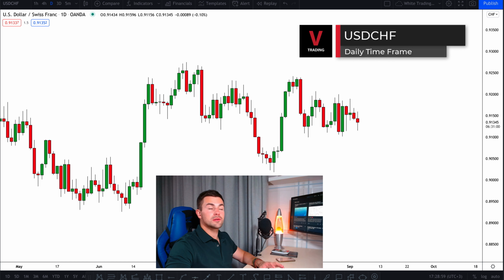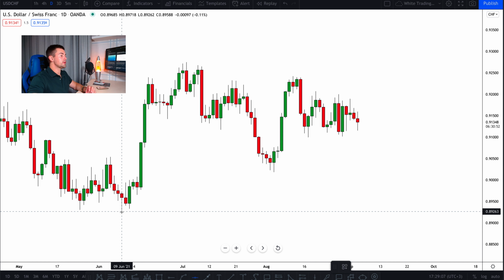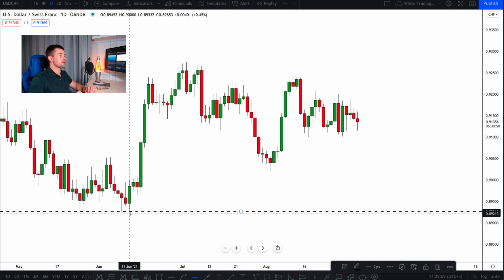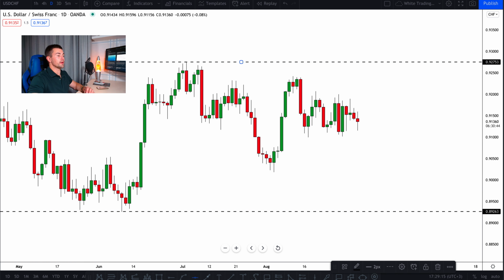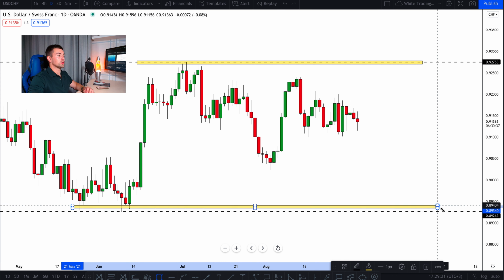Alright traders, let's warm up with dollar Swiss pair. As you can see on the daily time frame, the pair is currently trading in a consolidation. So far, here's our summer's low. And from that summer's low, we saw a very nice bullish rally. Here is our summer's high. And for now, you can see that the market is trading within that horizontal trading range.